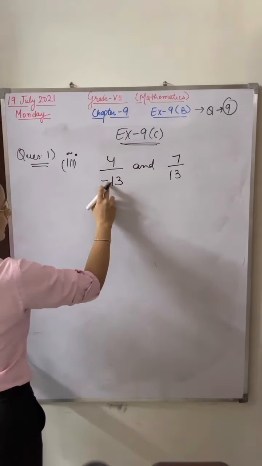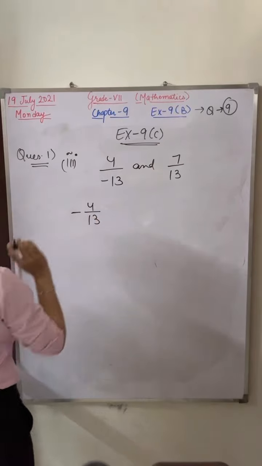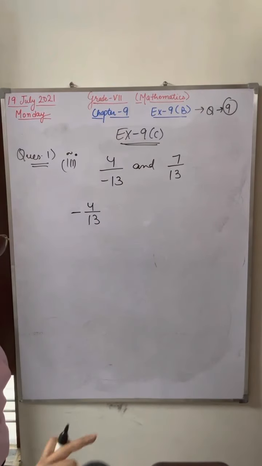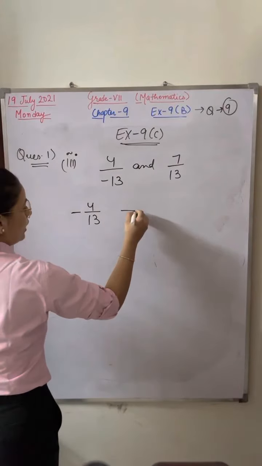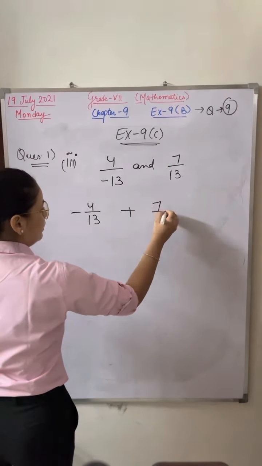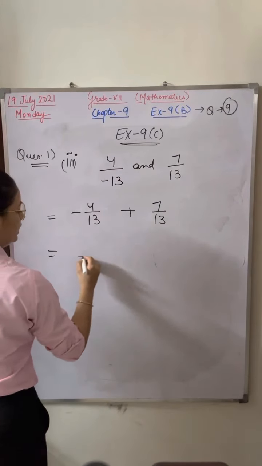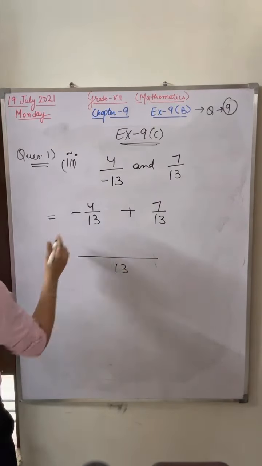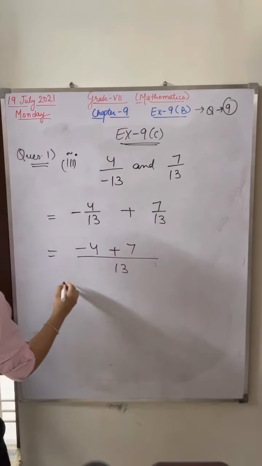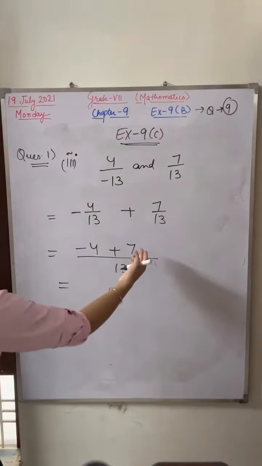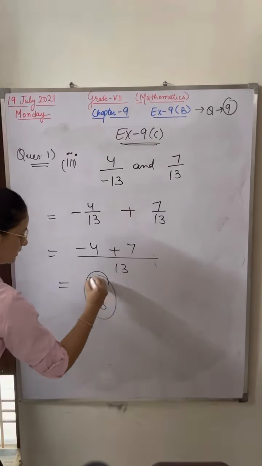This minus sign is common for the numerator and denominator, so I can write it here. Now you have to add this to 7 upon 13. The denominator is the same, so write down 13 one time. Minus 4 will be as it is, plus 7 will be as it is. 7 minus 4, how much? 3 upon 13 is your answer.